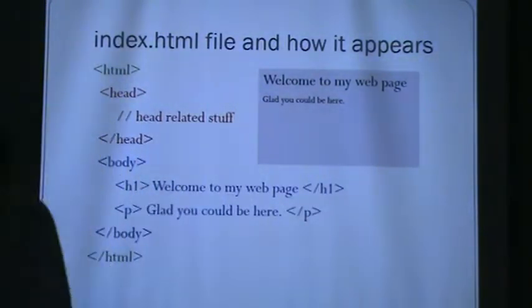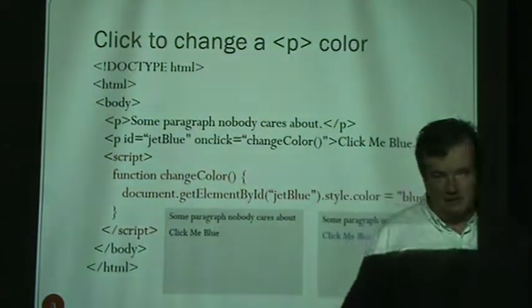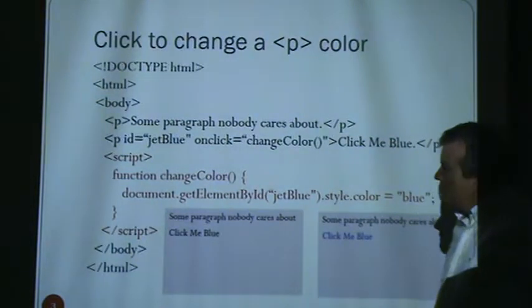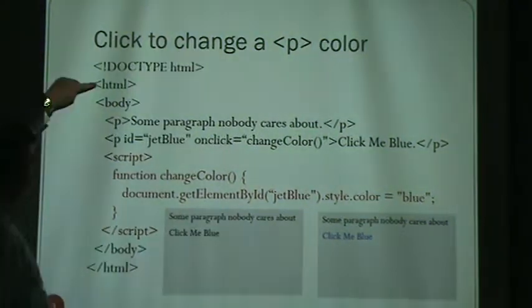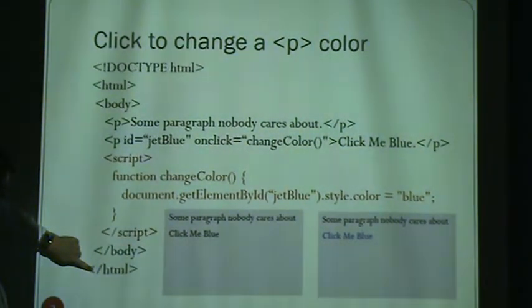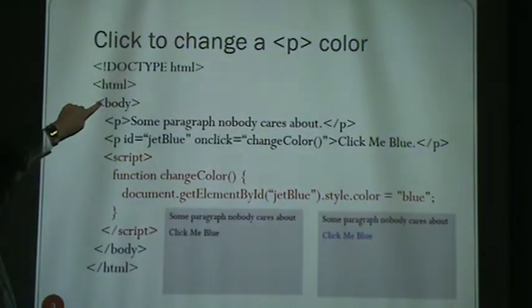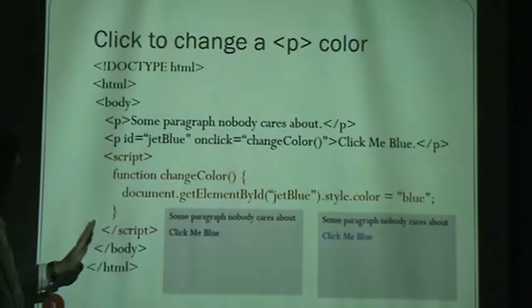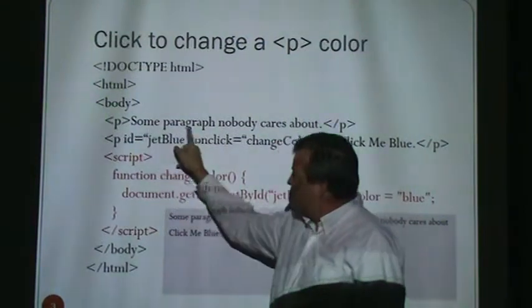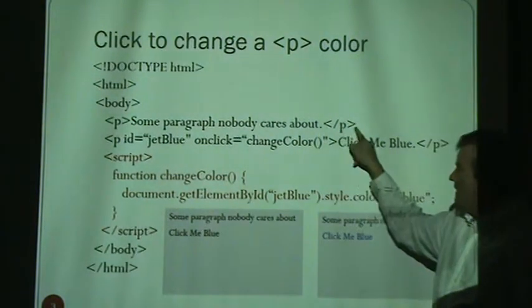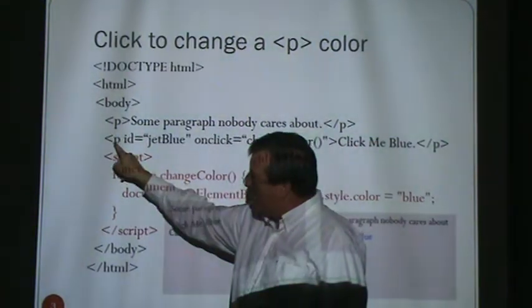In 1995, when JavaScript came out, the idea was we could use programming to change the content of the web page. So now suppose we had a web page that says, again, here's the HTML start, here's where it finishes. This page doesn't have a head section, it just has a body section, so that's fine. The body starts here, the body ends here. Now, we have a paragraph. The paragraph says some paragraph nobody cares about, and then that's the end of that paragraph. Okay? Now we're going to start a new paragraph.